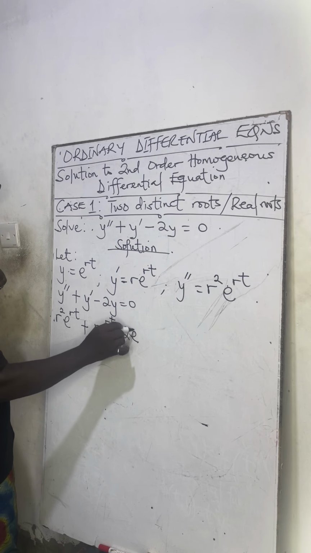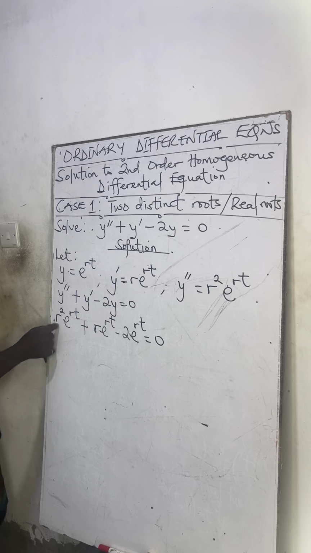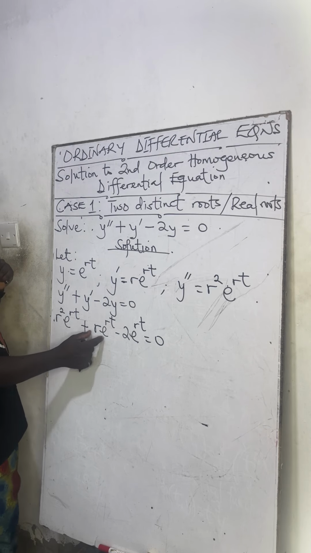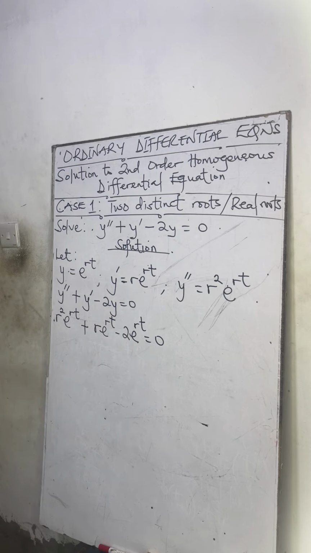e exponent rt equals 0. So we do substitution. R squared e exponent rt plus r e exponent rt minus 2 e exponent rt. So that's what we have. Very simple. Okay.